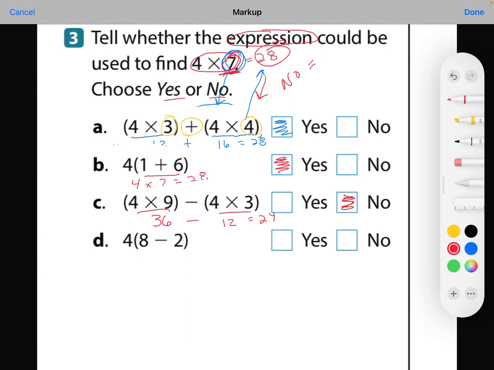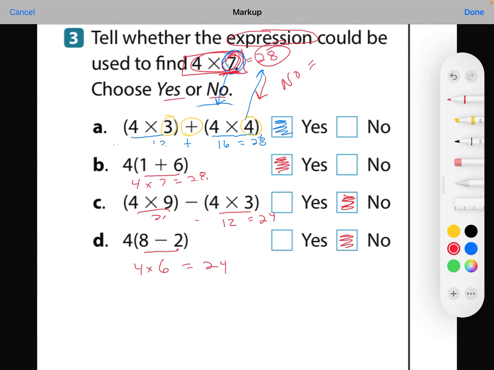Last one, looking at the parts. Yes, they're multiplying by 4. Does 8 minus 2 equal 7? No. So that can't be a way to break apart and solve 7. So this is going to be a no. If I solve it, because you know we like to do it both ways to make sure we're right, parentheses first, 6, 4 times 6 equals, got another 24.